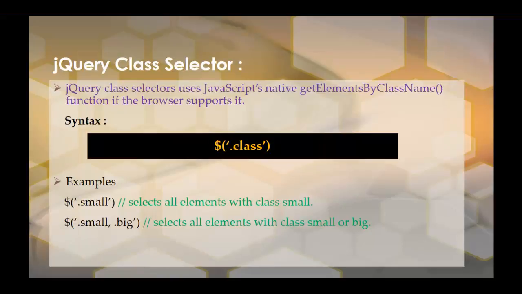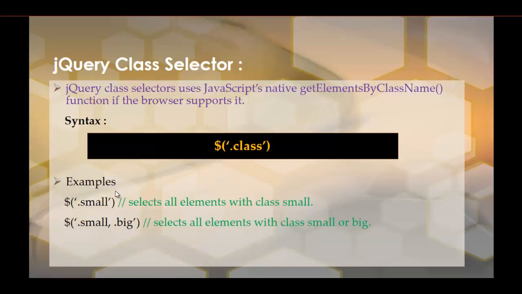jQuery class selectors use JavaScript native getElementsByClassName function if the browser supports it. So the jQuery class selectors, behind the scenes, make use of getElementsByClassName to identify the HTML element. So here comes the syntax. Within the dollar factory function, we have to specify the class name. The dot represents the class and this is the class name.